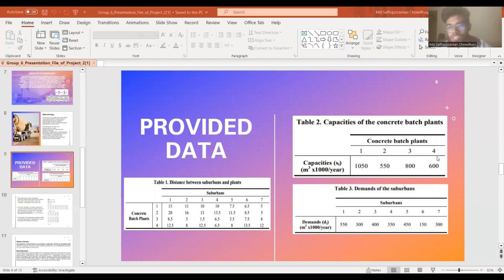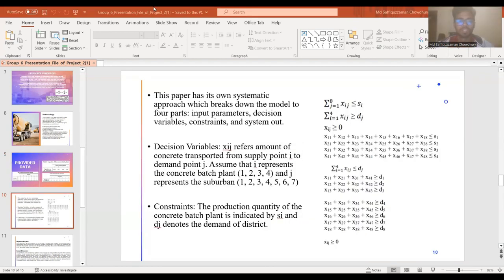We also can see the demands of each suburb have been given. Our paper has a systematic approach which breaks the model down into 4 parts: input parameters, decision variables, constraints, and the system output. For the decision variables, Xij refers to the amount of concrete transported from supply point I to demand point J. We assume that I represents the concrete batch plants, which number 4, and J represents the suburbs, which number 7.